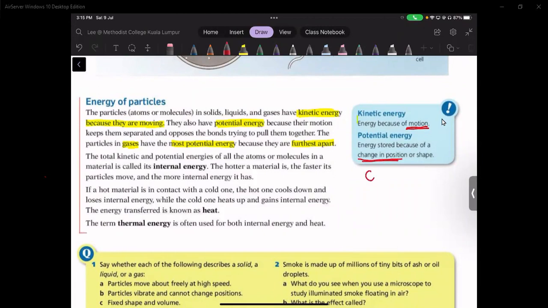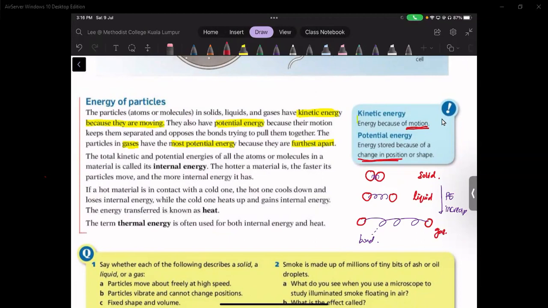You can see something like this. Let's say this is solid and the particles are close together. So it's like a spring. And what happens when you stretch the spring? You stretch the spring, you store more and more potential energy. So from here to here, potential energy increases. Okay, so this spring represents the bond. This is solid, liquid, and gas.